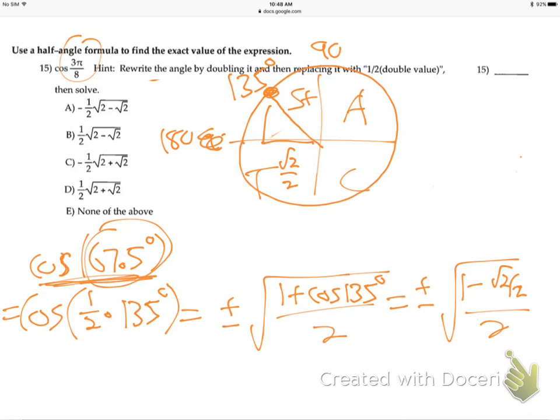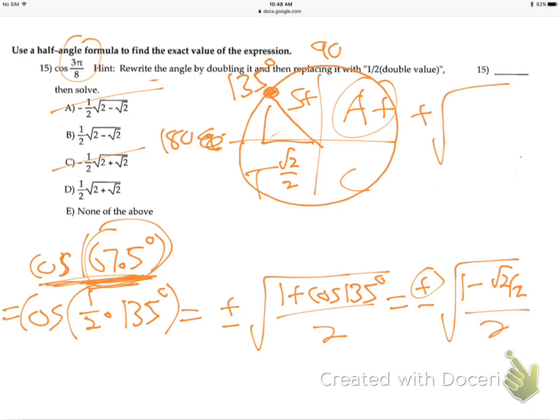What's cosine of 3 pi over 8? What's cosine of 67.5? That's in the first quadrant, 67.5, where they're all positive. So that's positive. So right away, forget that negative answer and forget that negative answer. No way. Right? Just by that alone. So now, how do you finish that up?